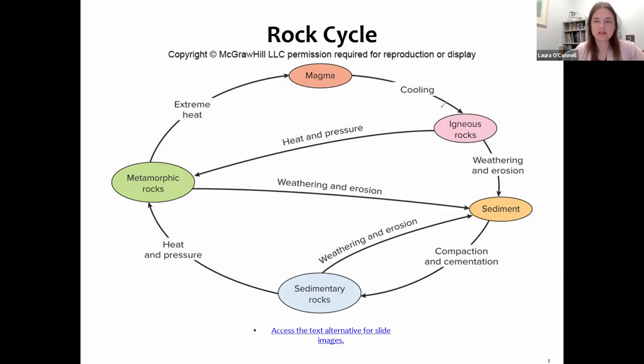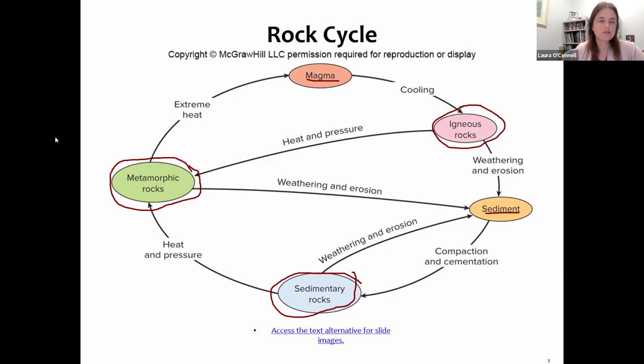We have 3 major kinds of rocks. We've got igneous rocks, sedimentary rocks, and metamorphic rocks. And then we have these other things in between. We've got magma, we've got sediment. So I'm going to use another color and kind of add to this. Let's see. All right, so I'm going to start with igneous rocks over here.